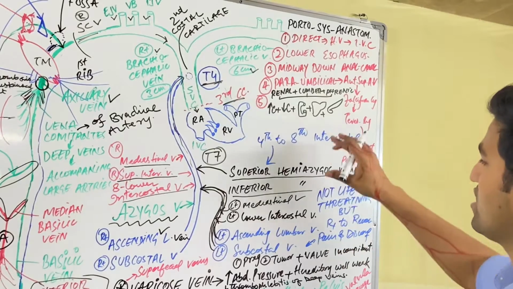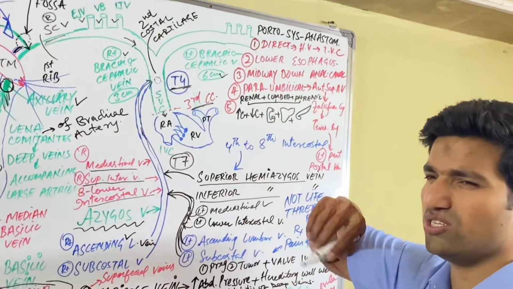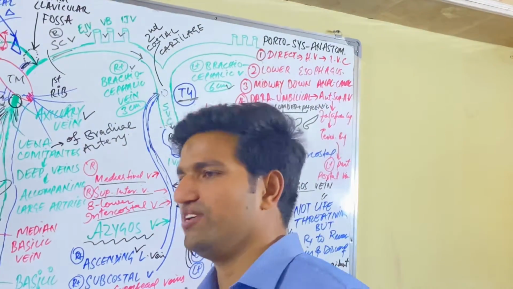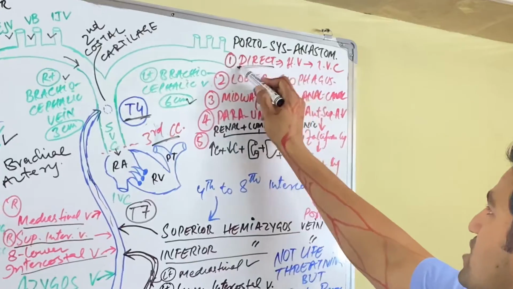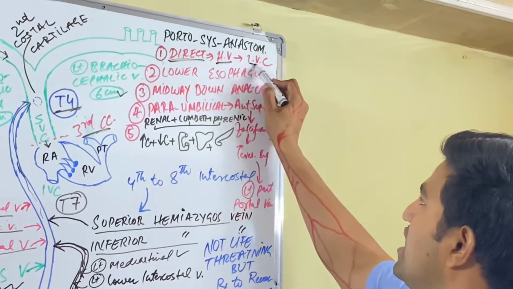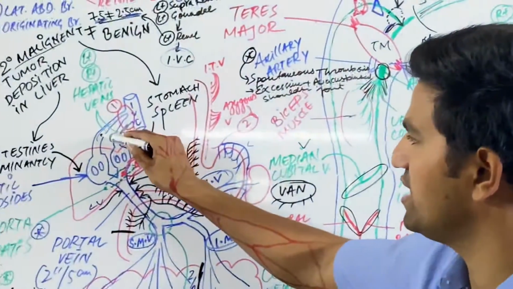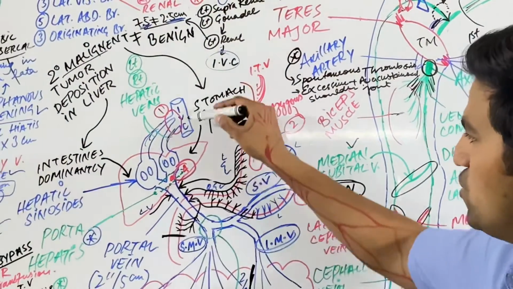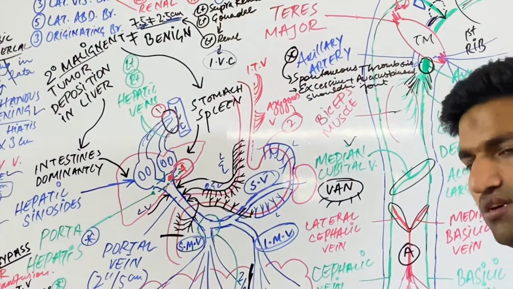Okay, now we will talk about some clinical features. Porto-systemic anastomosis. Anastomoses are a join between the portal system and the systemic system. First one is the direct connection between the two hepatic veins and the inferior vena cava. Come here, the left hepatic vein and right hepatic vein, that was the portal system, joined with the inferior vena cava. This is the first direct porto-systemic anastomosis.